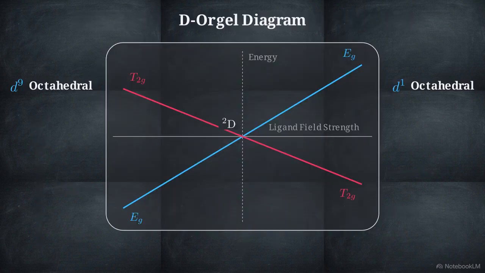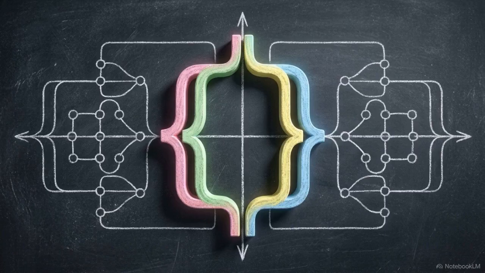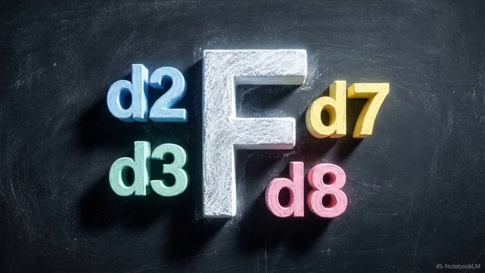Because of this geometric inversion, we assign the D1 tetrahedral configuration to the left side of our chart, placing it exactly alongside the D9 octahedral state. We then map the D9 tetrahedral configuration to the right side. All 4 starting D-state configurations across both geometries are now consolidated onto a single continuous axis.